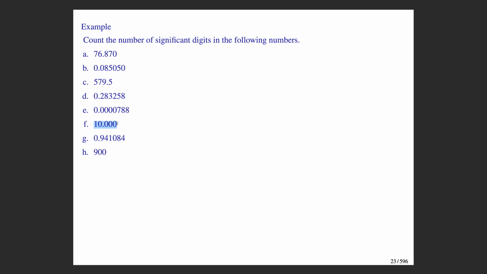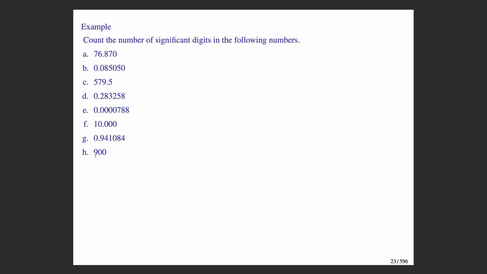In part F, all of these are significant. We have a decimal place, and so all of the trailing zeros are significant. So we've got 5 significant figures here. In part G, the captive zero is significant, the leading zero is not, and so we have 6 significant digits in part G.